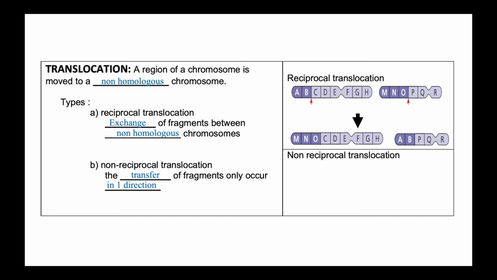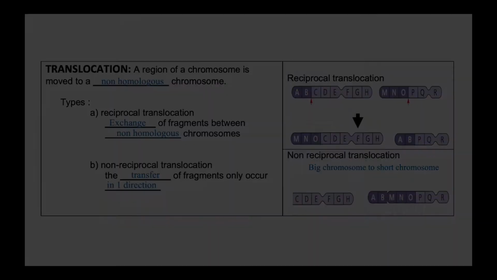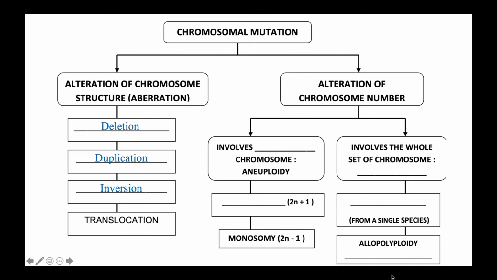Now let's have a look at non-reciprocal translocation. For the sake of argument, the big chromosome will transfer its fragment to the short chromosome. So therefore, after mutation has taken place, the big and the small chromosome will have the following segments. Since we have discussed mutation resulting from the changes or alteration of chromosome structure, now let's discuss mutation that results from the alteration of chromosome number.